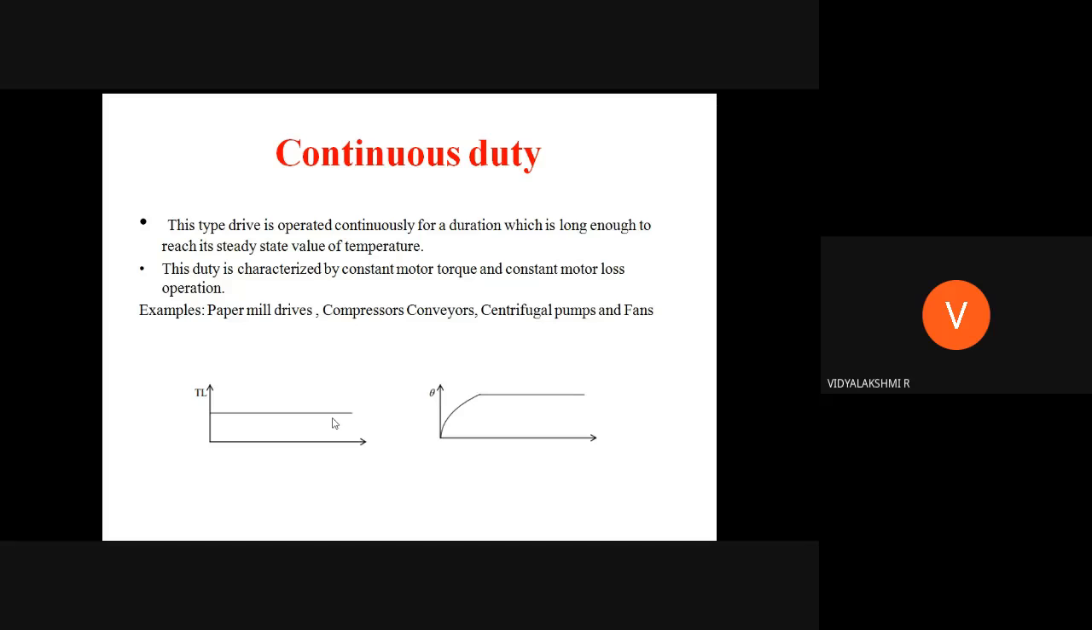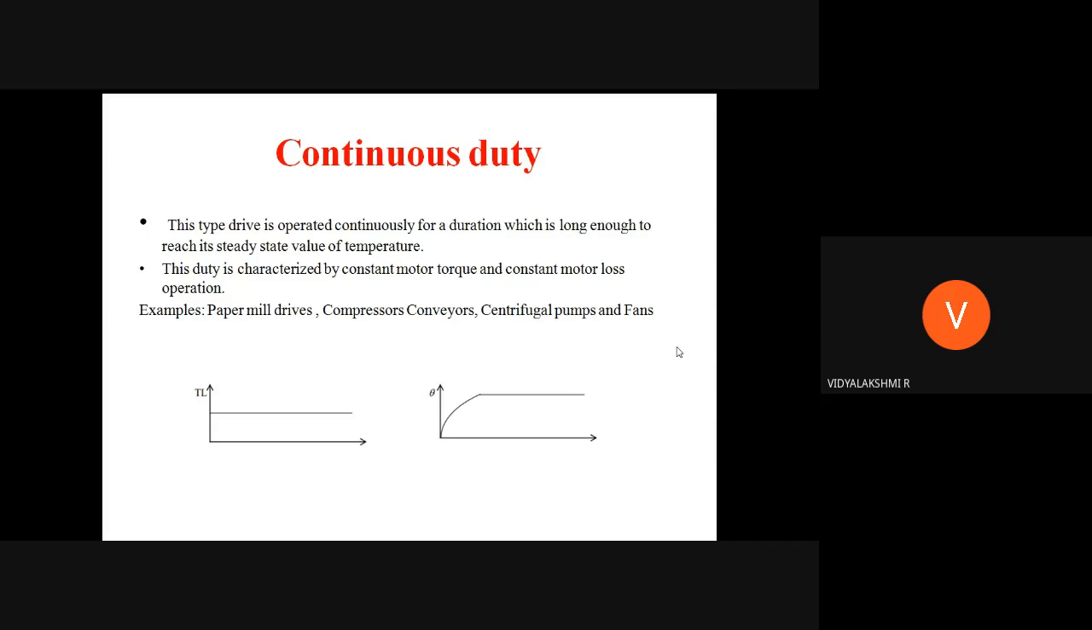Okay. So the examples of continuous duty are paper mill drives, compressors, conveyors, centrifugal pumps, and fans. While operating, till I switch off the drive to rest, it continuously gives a constant load torque. This is called continuous duty. This is the first classification of motor duty.